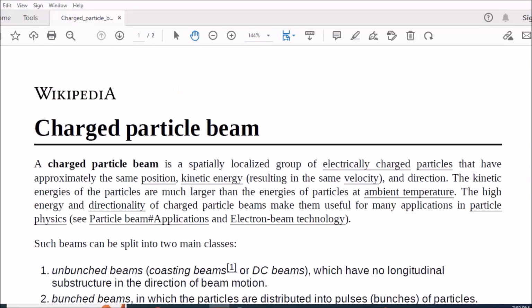And I just wanted to get you hip to what a charged particle beam is and how it's going to impact our future for decades to come.